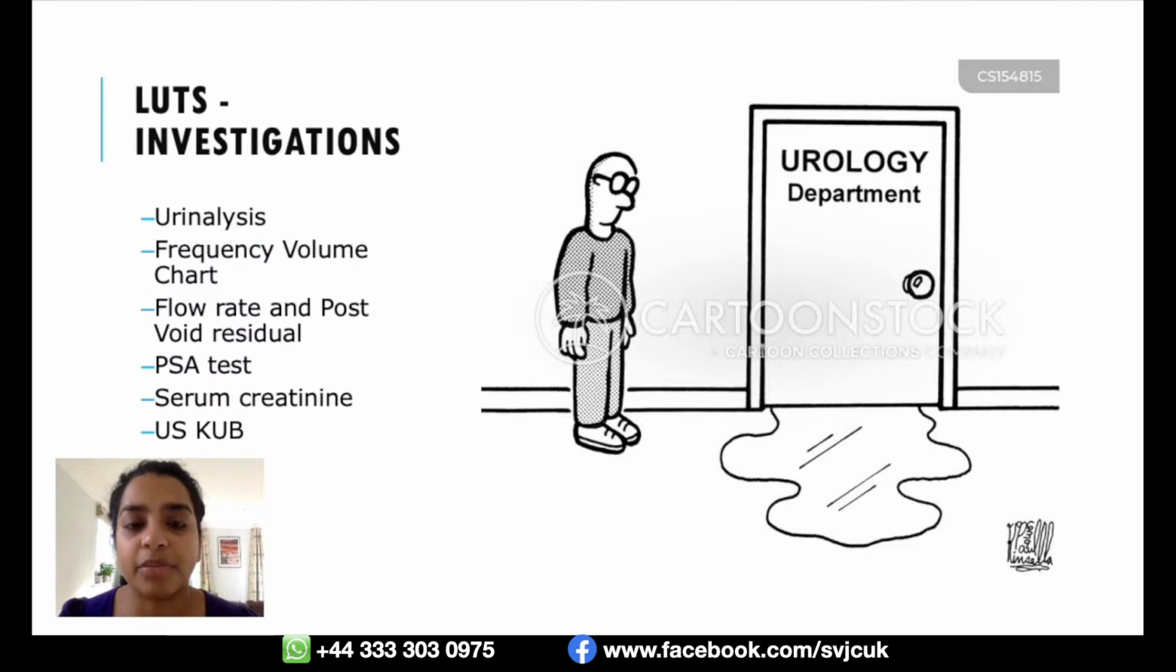Furthermore, a flow rate and post-void residual is extremely helpful in understanding what the actual stream is objectively like, as well as how well or how successfully the person empties their bladder. A PSA test is essential to know that there are no other contributing factors to the symptoms, and additionally as a measure that could be monitored to assess how BPH progresses. Finally, serum creatinine or renal function is essential to know whether there is any effect of the prostate enlargement on the kidneys.